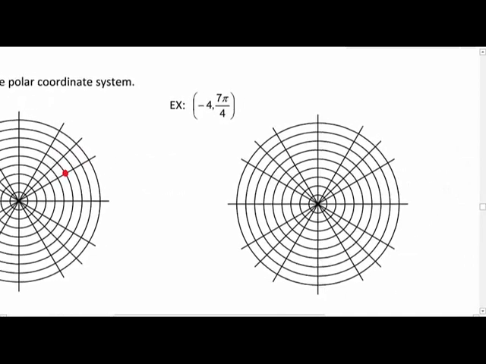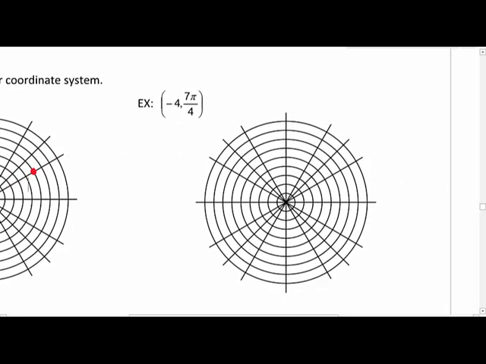So let's look at one where we're in radians and our r value is negative. Well, we start with our angle, which is 7 pi over 4. So that's down here in our fourth quadrant. Now we look at our r value, it is negative, so instead of going in the direction of our highlight, which is our angle, we're going to go in the opposite direction and we're going 4 rings. And there's our point in what looks like the second quadrant.